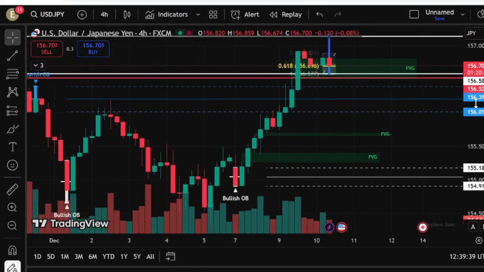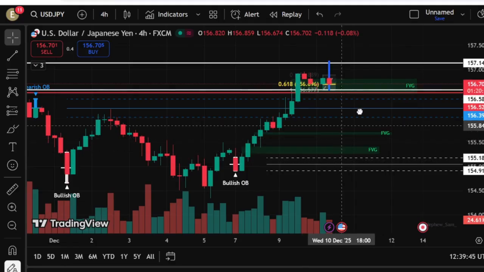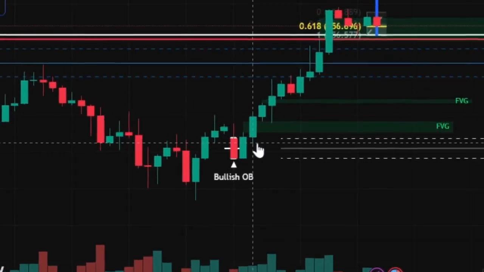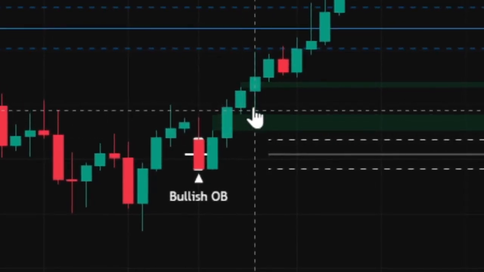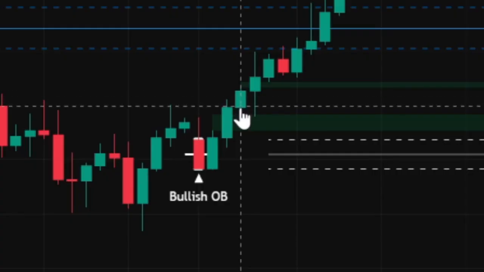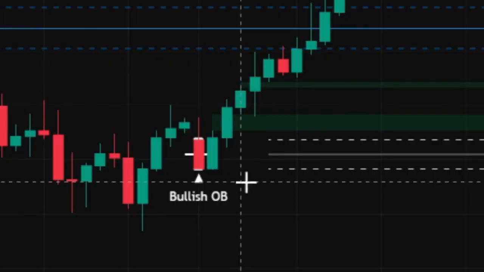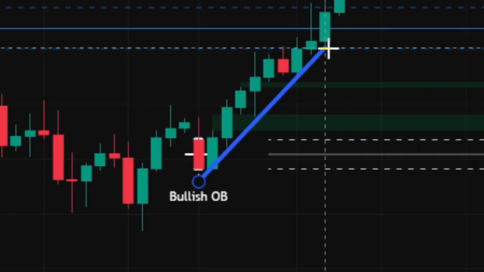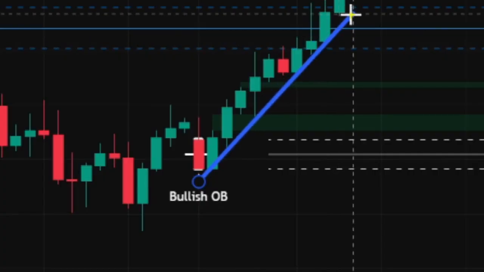Now, this is how I use it. Let's assume something. Let me show you something here. Let's use the previous candle to show something. Let's assume I want to trade this particular candle. So what I would have needed to do is draw a trend line from here upward.